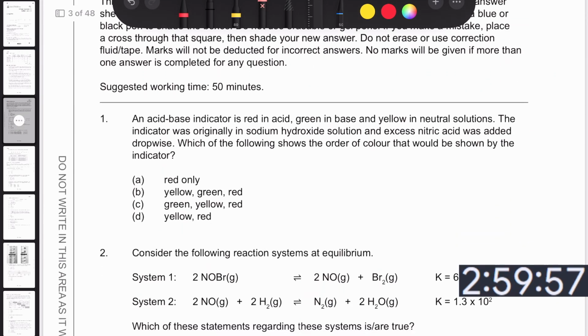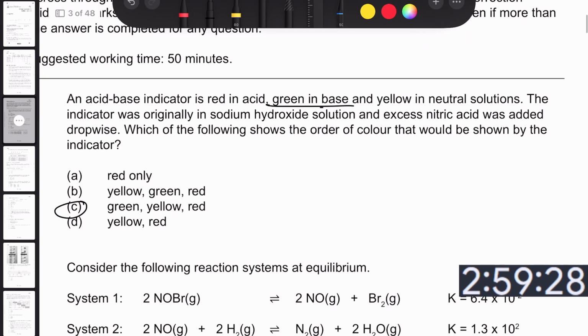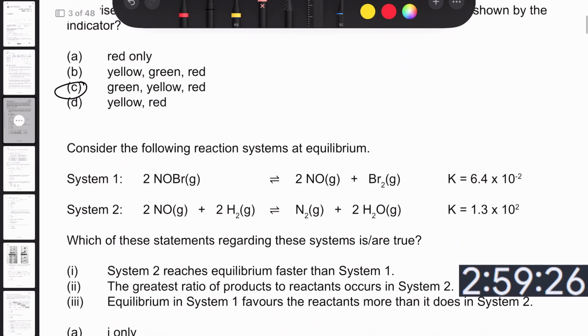In acid-base indicators, red is acid, green is base, and yellow is neutral. The indicator was originally in sodium hydroxide, and excess nitric acid was added dropwise. Which of the following shows the order that would be shown by the indicator? So it would be green because it's basic. So it's just C. Yeah, because it would be yellow, become neutral, and red, become acidic.